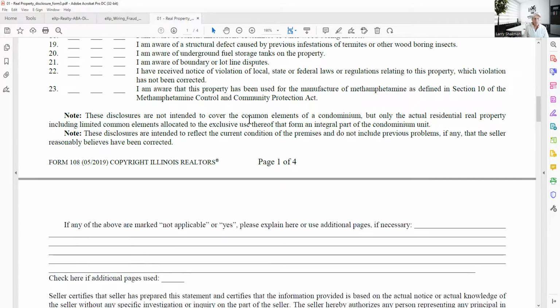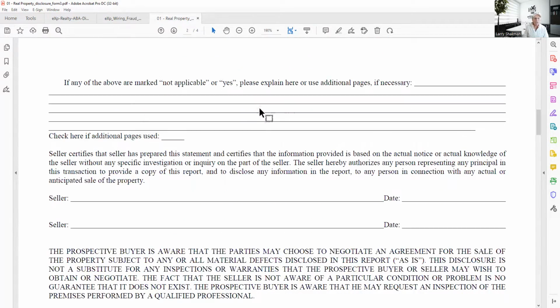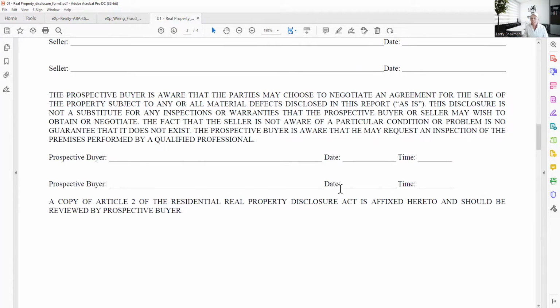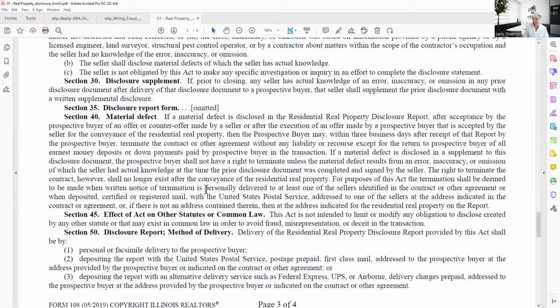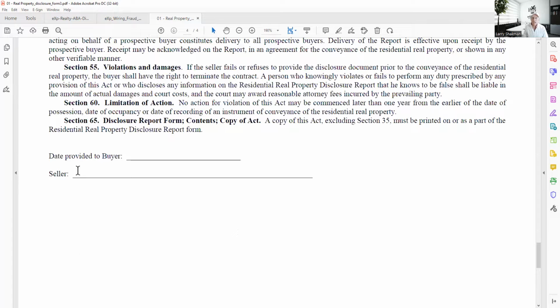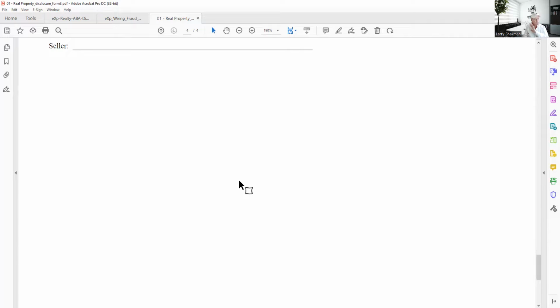And as we scroll down here, here's the paragraph where you're going to put your explanations, anything you checked off yes. You're going to sign and date here. The buyer will sign and date here when they submit their offer and this disclosure with their offer. And as we scroll down, the seller is going to sign right here. The buyer will put the date in here when they were provided this information. That is the real property disclosure. Remember, full disclosure is always the best policy.